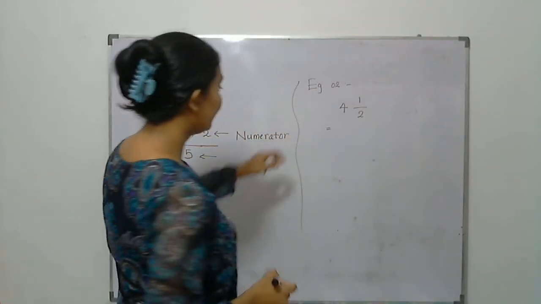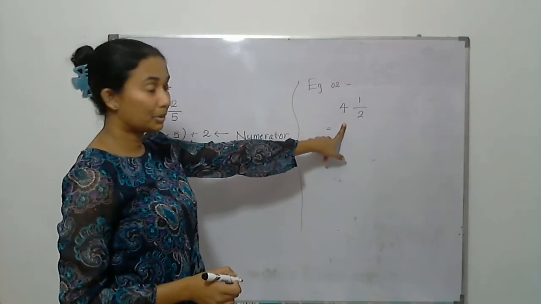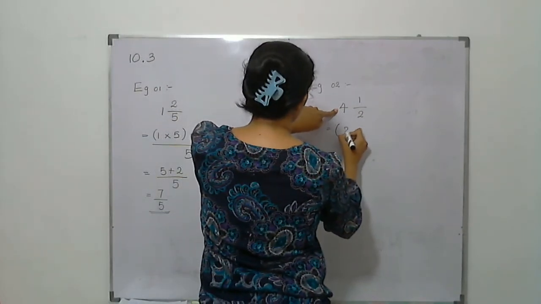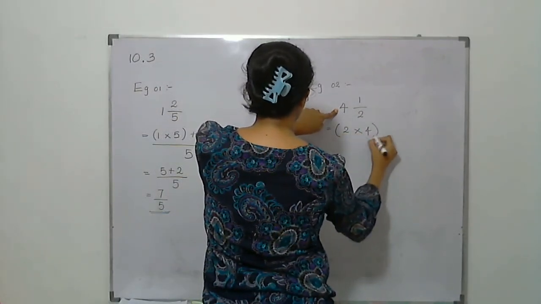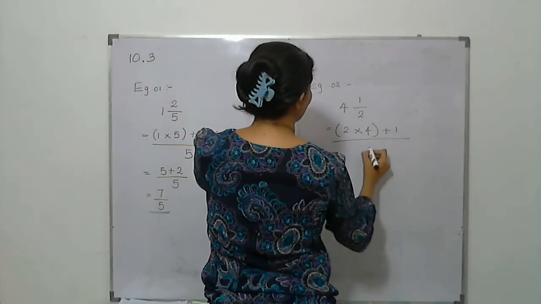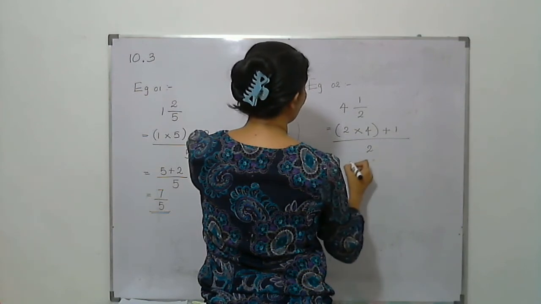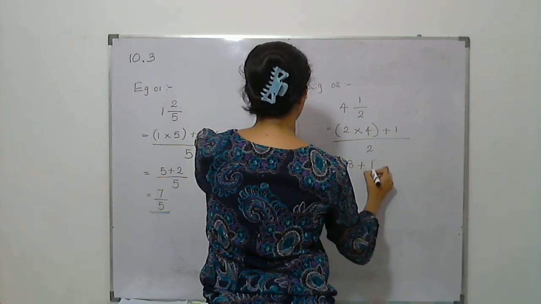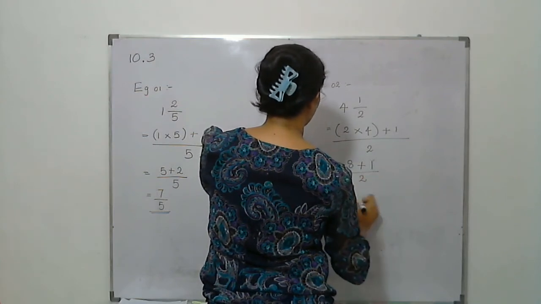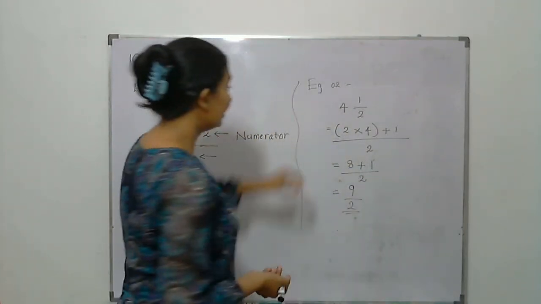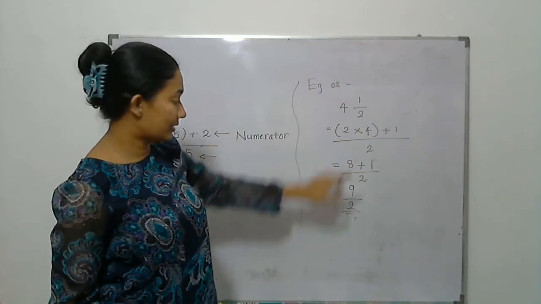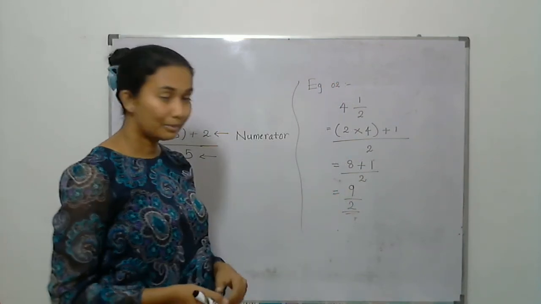Okay. Then what you have to do to find the numerator of the improper fraction? Multiply the denominator by the whole number. That means 2 into 4. Then add the numerator. Add 1. Then denominator is 2. 2 into 4, 8 plus 1, divide by 2. 8 plus 1 is 9. 9 upon 2. So when we convert 4 1 upon 2 into an improper fraction, the answer will be 9 upon 2.